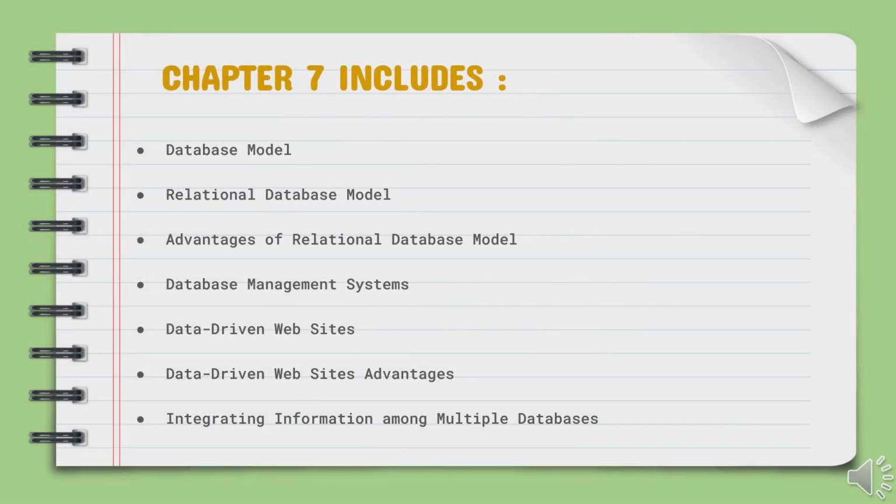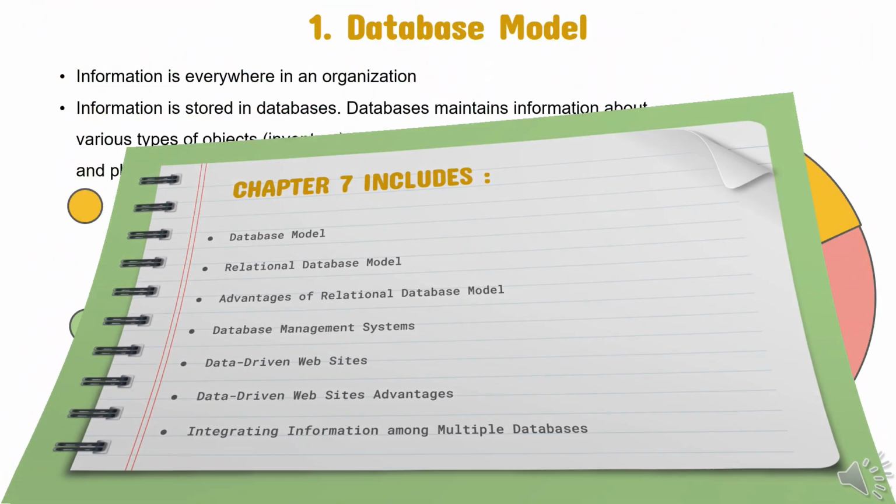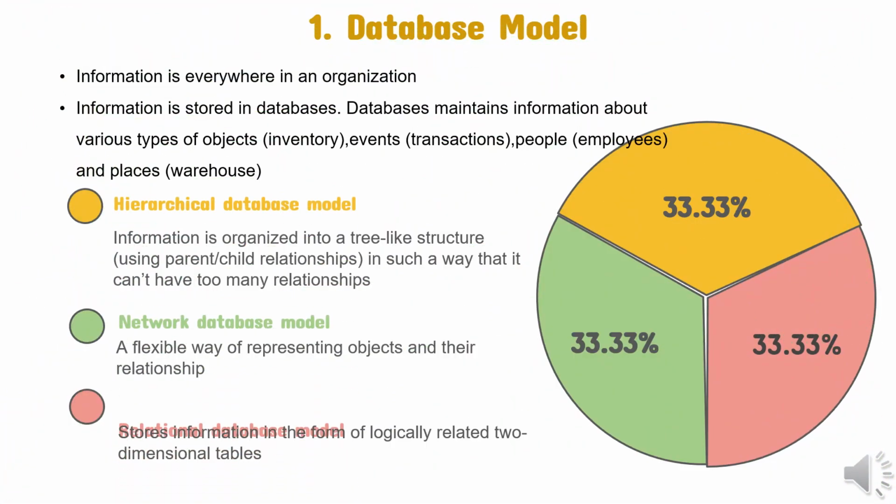In Chapter 7, there are 7 subtitles: Database Model, Relational Database Model, Advantages of Relational Database Model, Database Management Systems, Data-Driven Websites, Data-Driven Websites Advantages, and Integrating Information among Multiple Databases. First, we will look at database model.